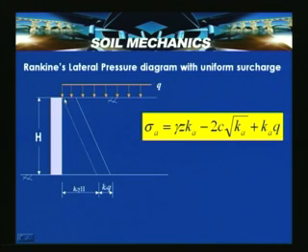So, at z is equal to 0, in the earth pressure diagram with surcharge, it becomes Kaq at the top of the wall, and at the bottom, that is at a depth z is equal to h, it is Ka gamma h plus Kaq.